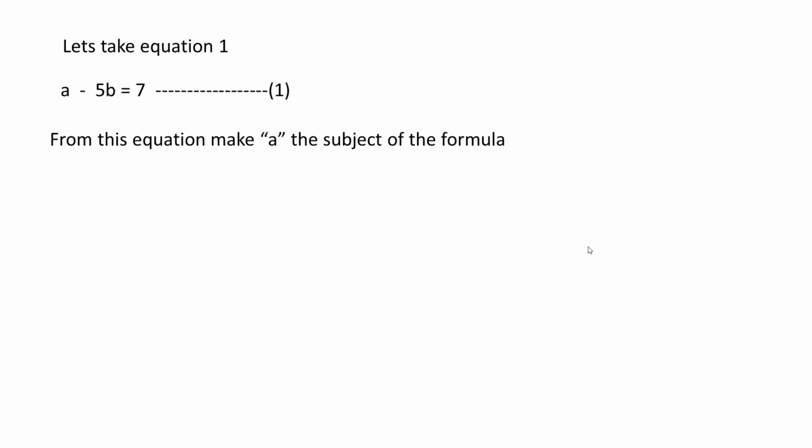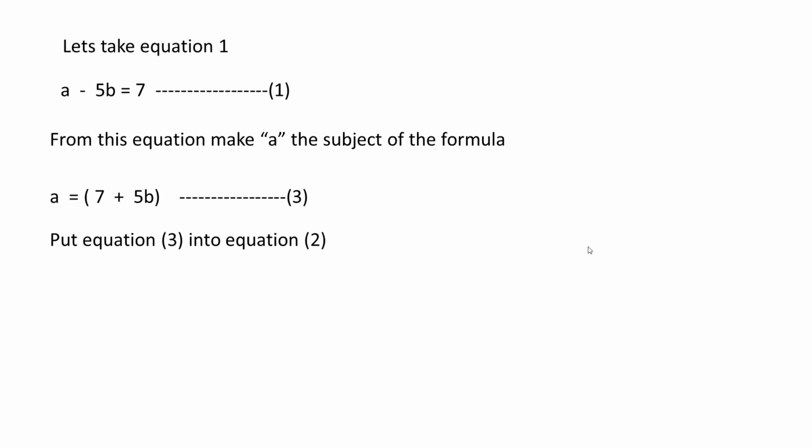Let's take equation 1 first. a minus 5b equals 7. From this equation, make a the subject of the formula. With this, a equals 7 plus 5b. Let's take that as equation 3. Put equation 3 into equation 2. And this is what it gives us.